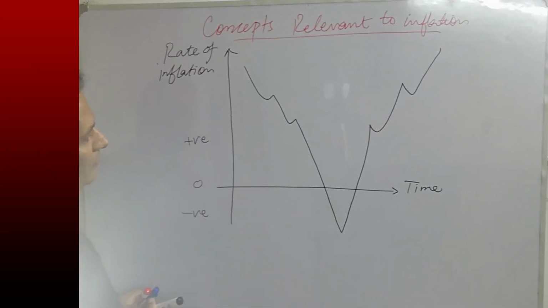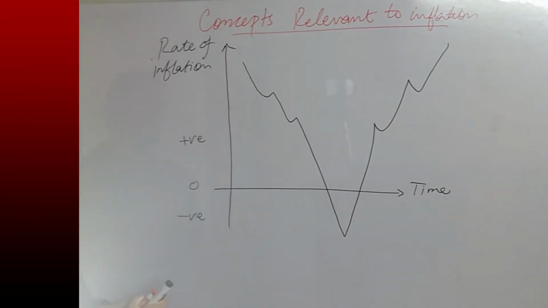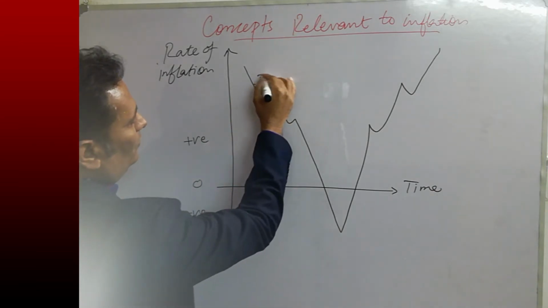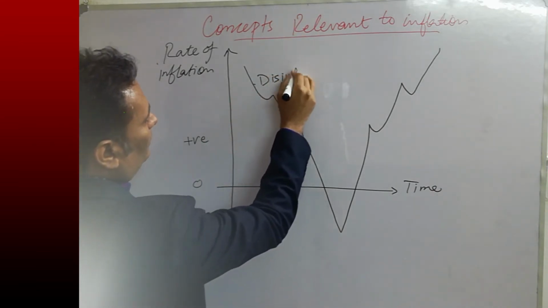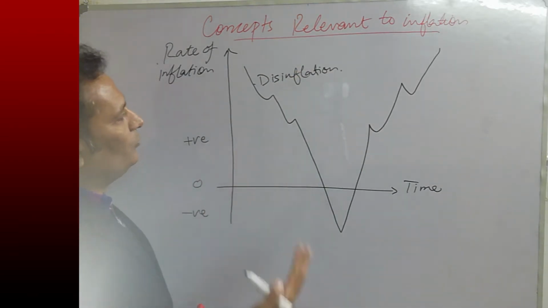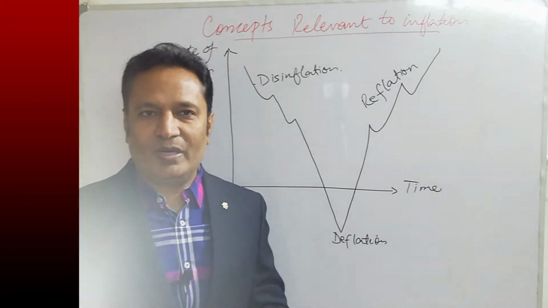As per this graph, we have time period on the x-axis, and we have rate of inflation on the y-axis. Whenever there is a decrease in the rate of inflation, this is known as disinflation. In this situation, the general price level is increasing but with a decreasing rate. When the general price level increases, this is known as inflation.